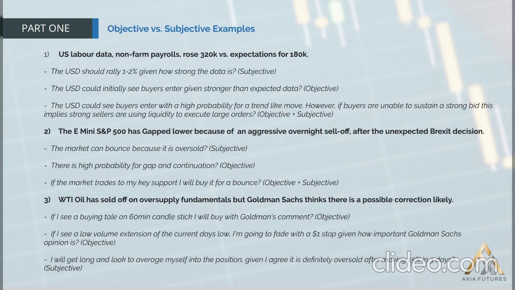Then our third example, the US dollar could see buyers enter with a high probability for a trend-like move. However, if buyers are unable to sustain a strong bid, this implies strong sellers are using liquidity to execute large orders. Now this is a mix. It's a tricky one. It's a bit of objectivity with a bit of subjectivity. But note how we're being objective first and foremost with a little bit of subjectivity. So what we're saying is the dollar could see buyers enter with a high probability for a trend-like move. That's our objective statement. Our subjective statement is that if the buyers cannot sustain a bid, it means that sellers are utilizing the liquidity to execute large orders.